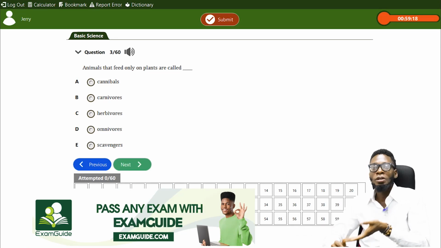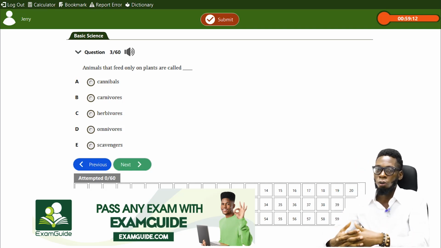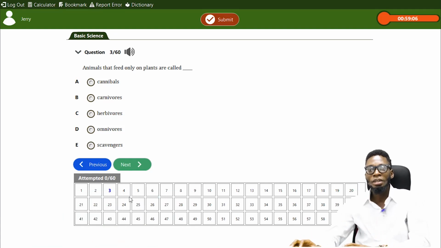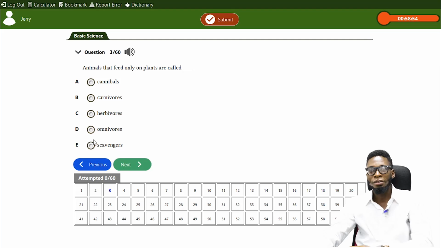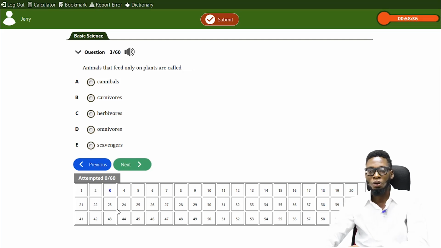Alright, we have a question from our exam guide, and the question is, animals that feed on only plants are called. The options are A, cannibals, B, carnivores, C, herbivores, D, omnivores, and E, scavengers. From our lesson, we can say that animals that feed on only plants are called herbivores. That's option C. So if you picked option C, you are correct.